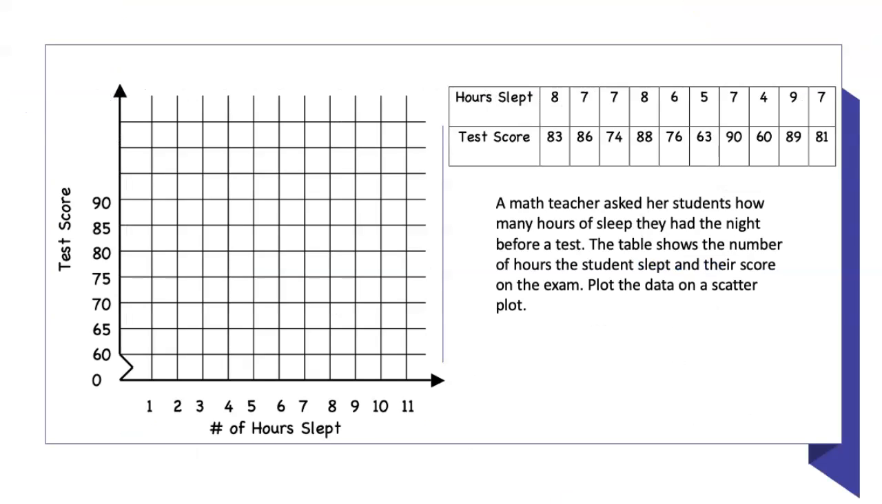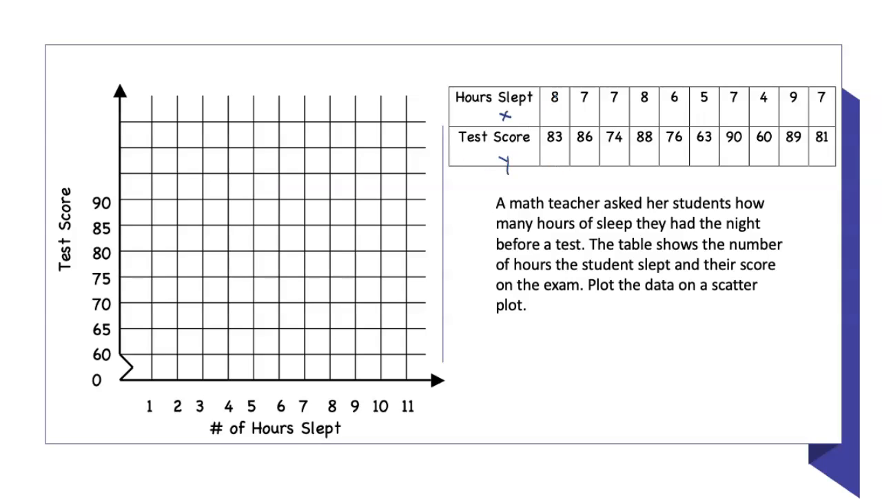So up next, we are going to create this scatter plot. It says a math teacher asked her students how many hours of sleep they had the night before a test. The table shows the number of hours the students slept and their score on the exam. Plot the data on a scatter plot. So here I have my data. There's my hours of sleep and my test score. If you look here, number of hours of sleep, well, that's my X, and that makes sense. Time is usually X. And here's my test score, it's Y.